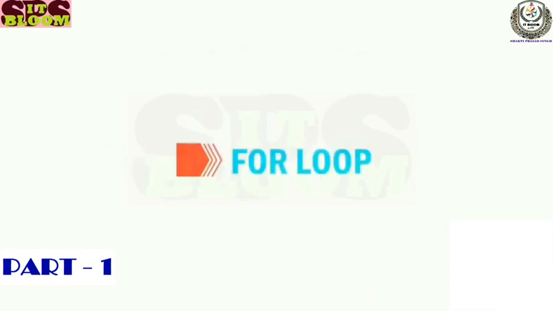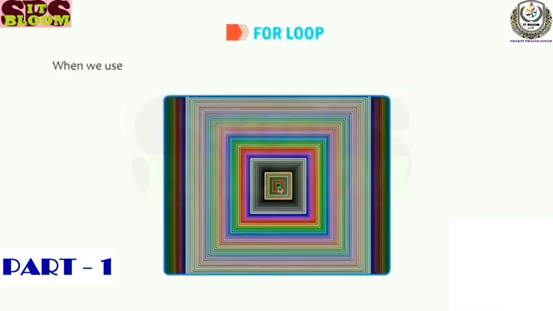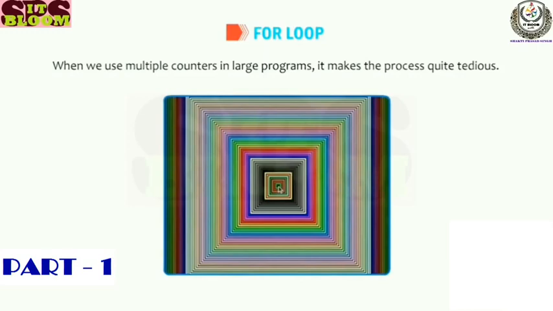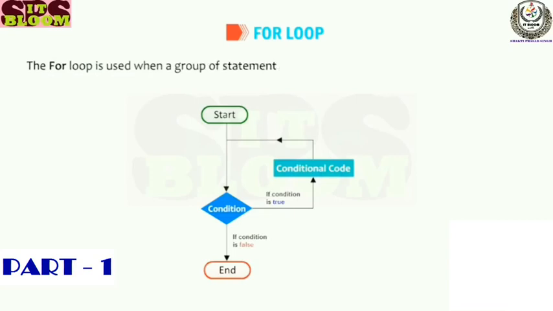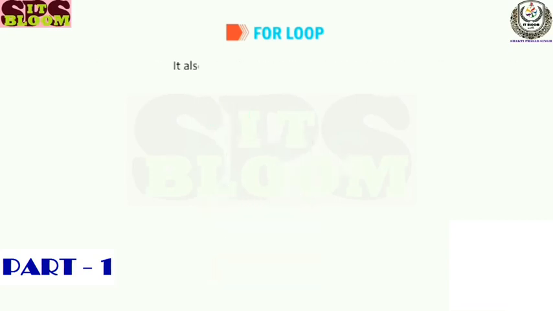Small Basic provides two types of loops, which are for loop and while loop. Let's first talk about for loop. When we use multiple counters in large programs, it makes the process quite tedious. The process of repeating a program segment in a loop can be simplified and controlled by using the looping statement. The for loop is used when a group of statements are to be executed a specific number of times. It also reduces the length of a program.